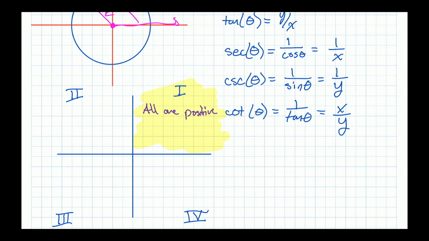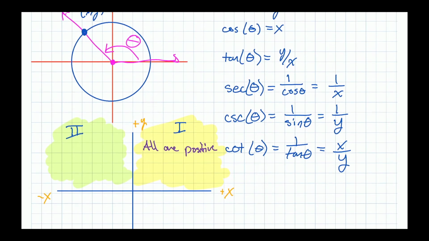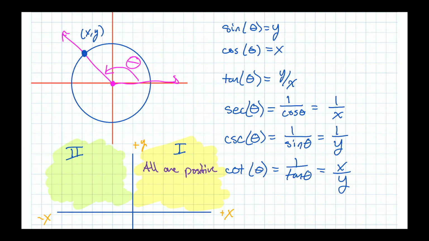Okay? Now, in all the other quadrants, it's not going to be that way. So in quadrant 2, we'll use this color. In quadrant 2, the x value is negative, right? Like you have on the x-axis here, positive x is this way and negative x is this way. Positive y is this way, negative y is this way. So in quadrant 2, you have negative x values. Well, what does that mean over here? So everything with a y in it is still positive.